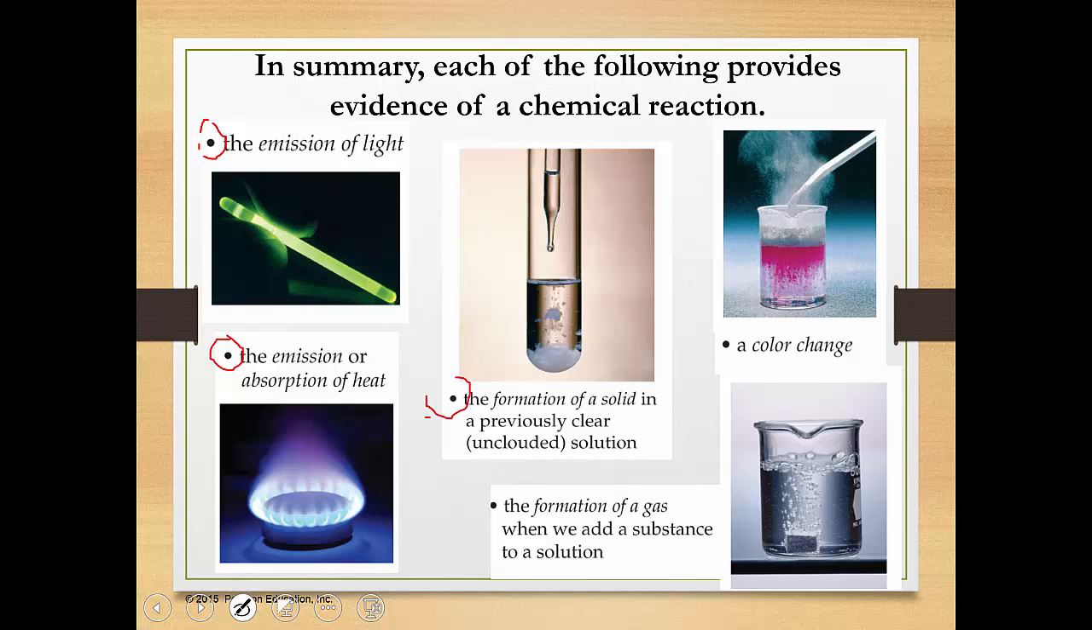We already talked about this one. The formation of a solid in a previously clear or uncloudy solution. Now what you have to watch for is formation of a precipitate. A lot of times people think by solid it's going to turn solid like a piece of metal or a piece of paper or something. It's not necessarily going to do that. The solid may just appear as a cloudiness in solution that settles out over time. So what we're looking for is a material appearing in a previously clear solution that creates an opaque appearance that prevents us from seeing through the solution any further.